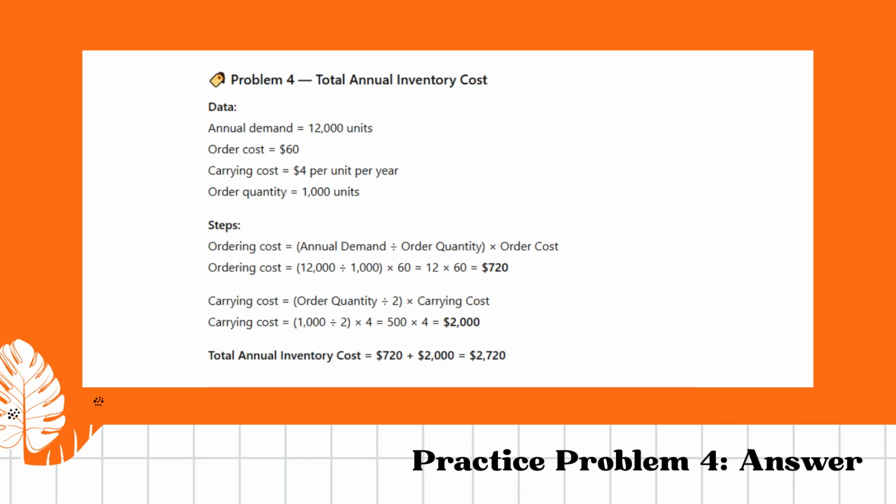year. When we add both together, the total annual inventory cost is about $2,720. That number shows the cost trade-off between ordering and holding decisions.